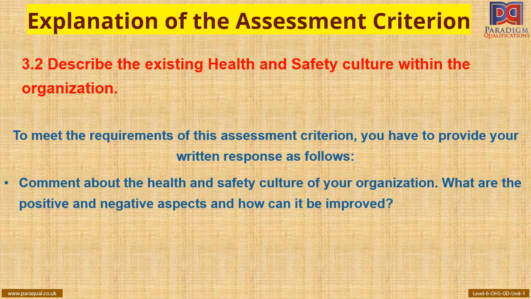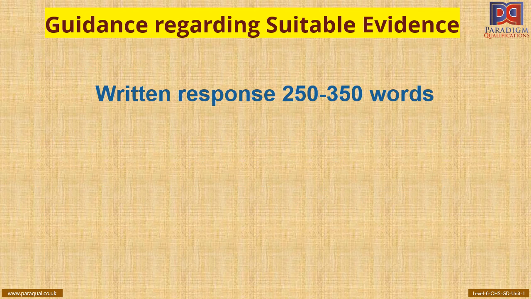The assessment criterion 3.2 of Unit 1 is describe the existing health and safety culture within the organization. This assessment criterion is also designed to measure your understanding, so you must write your response for the following. Comment about the health and safety culture of your organization. What are the positive and negative aspects and how can it be improved? Your response must be between 250 to 350 words.